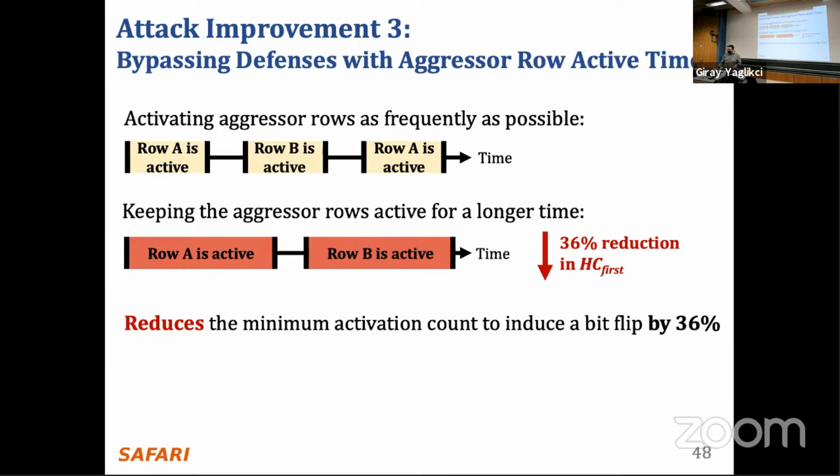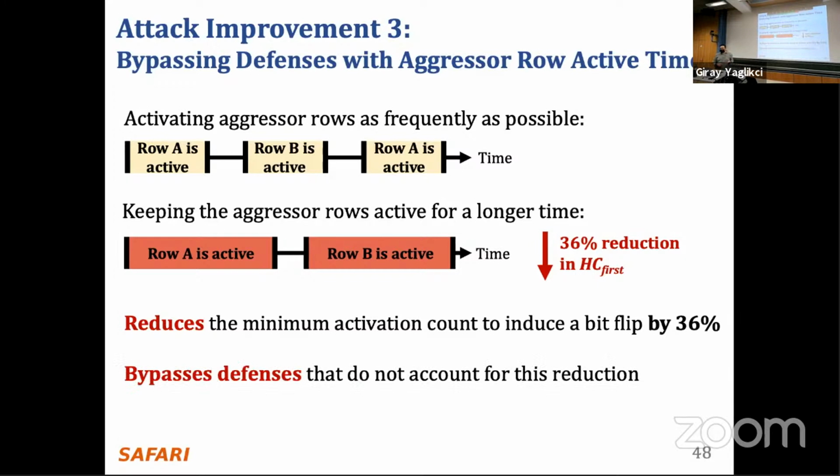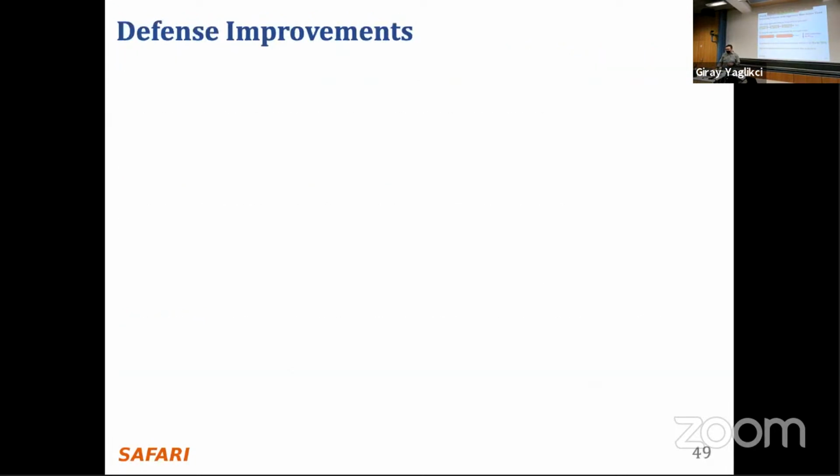With this reduction, an attacker can easily bypass RowHammer defenses that do not account for it, because this is something we found out recently, right? And if the defense mechanism deployed on your system does not account for this, and it is calibrated for some large minimum hammer count, then you can reduce it by 36%, and boom, you can just flip it. It's really great. Okay.